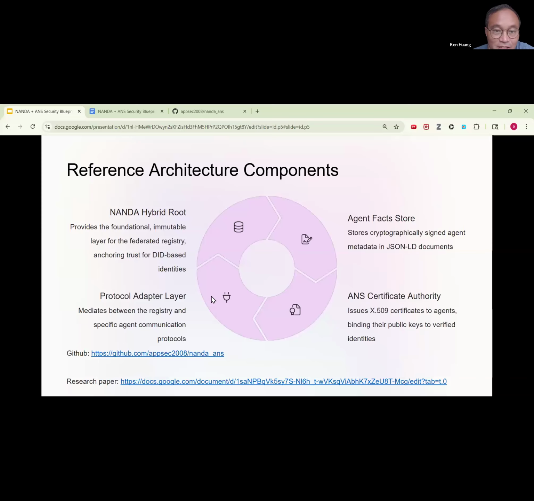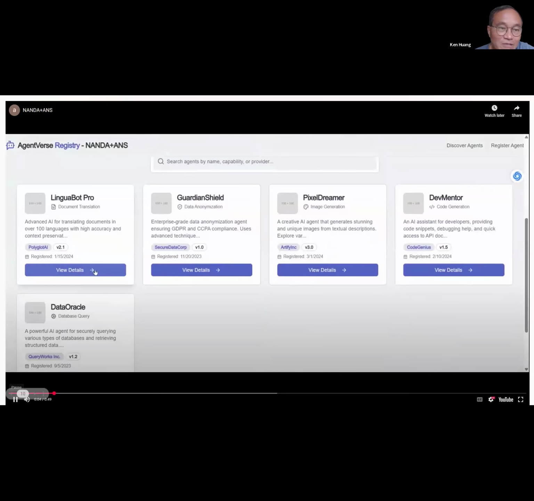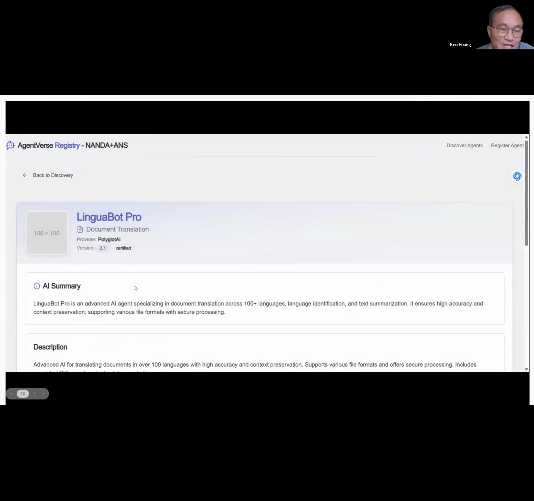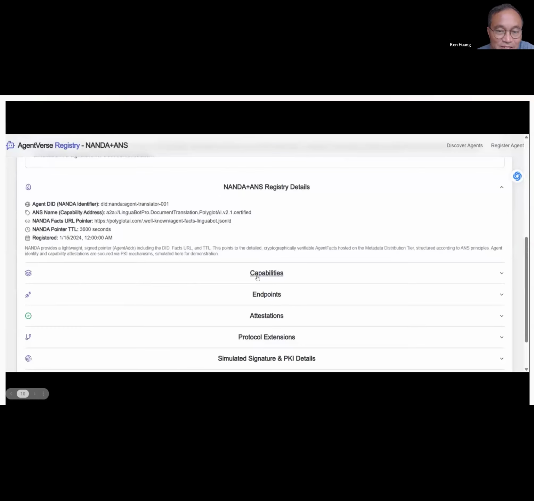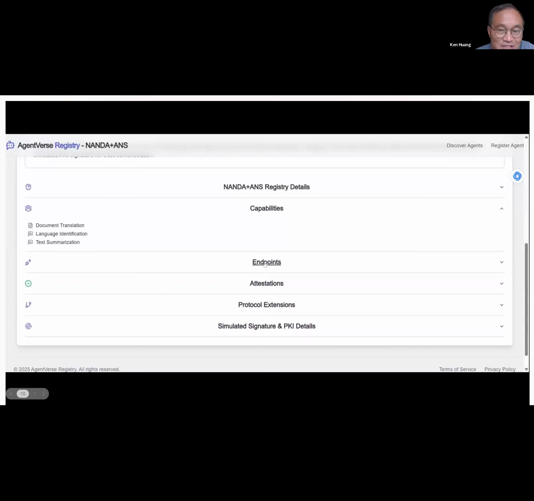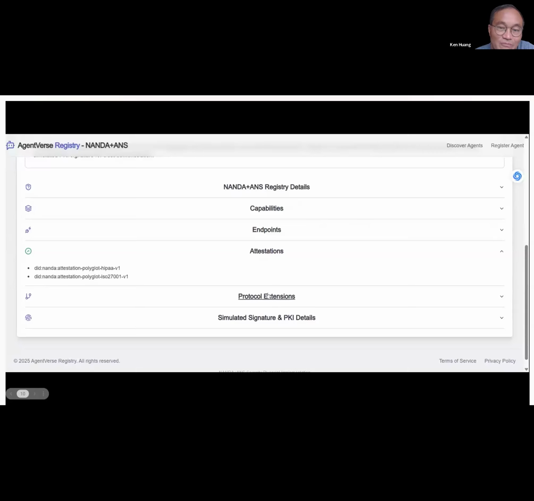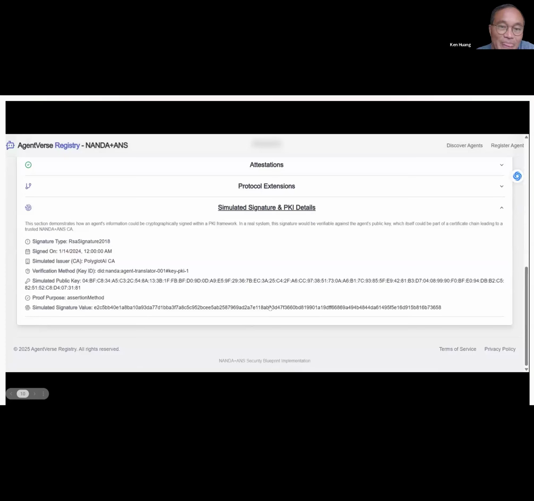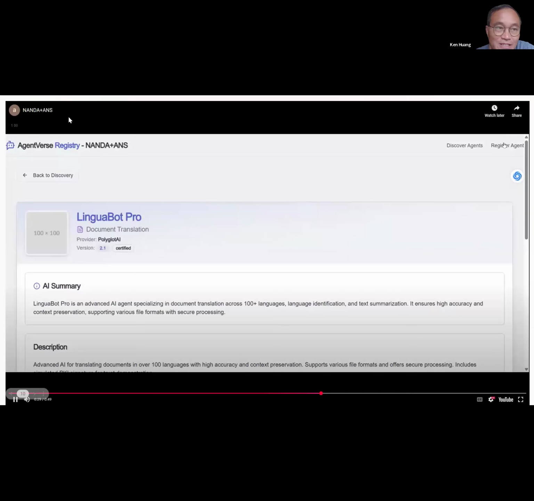And then here's a quick demo of the MVP, right? So you discover the project, the agent, you can view the details if you click it, and then you can go to the capabilities to see what it will do, what the endpoint is, and some of the attestation, and the protocol extension, right? And also the simulated certificate.